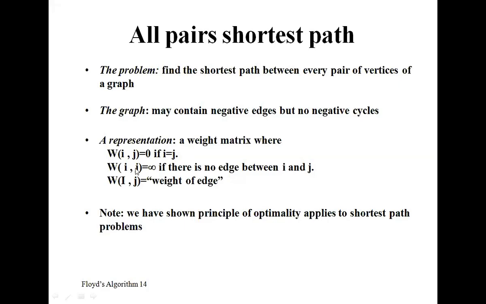W of i comma j is equal to infinity if there is no edge between i and j. Between the vertices i and j, if there is no direct edge, then we take W of i comma j equal to infinity. See, these are distances. W of i comma j is equal to the weight of the edge if there is a direct directed edge. So that is why we are saying weight of edge.